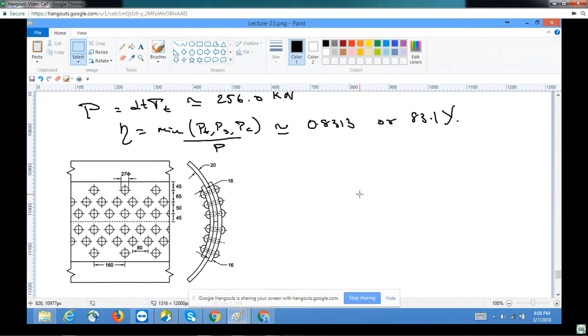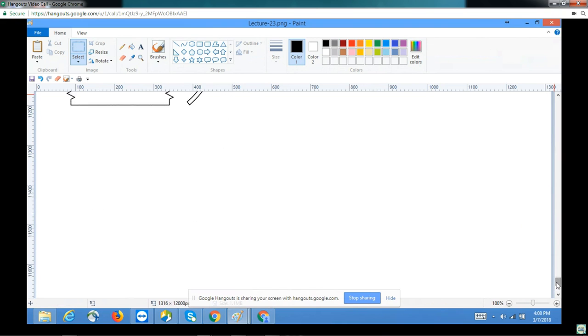So this is the kind of butt joint for the cylindrical shells. The next and last topic today which we'll deal with would be eccentrically loaded riveted joints.